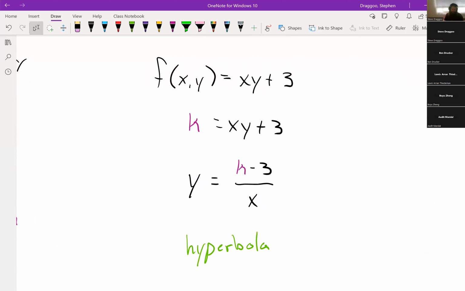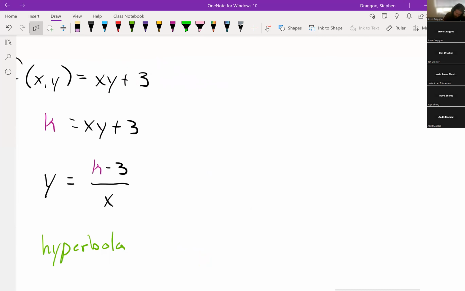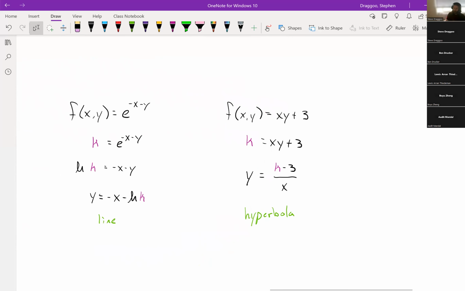I think this is our last example, but I've got my function f of x and y is equal to xy plus 3. So this time, if I want to solve for y, I'm going to need to divide by x, which means it doesn't end up looking like a line this time. So set it equal to k, because that'll be my chosen letter for z. Solving for y, subtract 3, divide by x, and y is equal to (k minus 3) over x. So y equals some constant over x. And that's a hyperbolic shape. So that thing has hyperbolic level curves. And that's the last one that I wanted to look at.